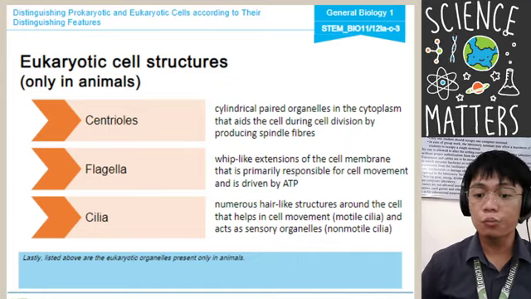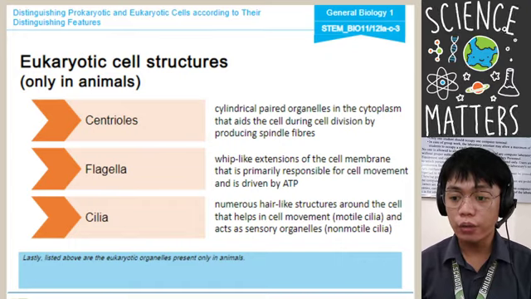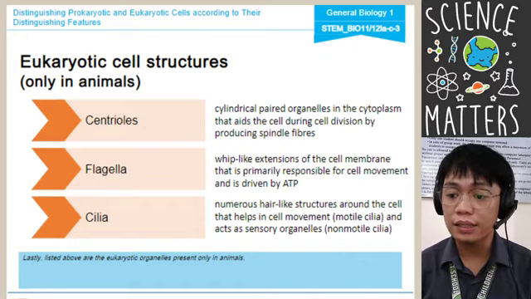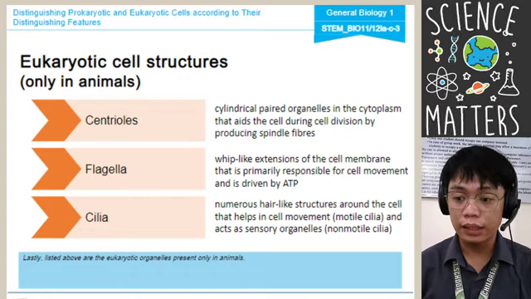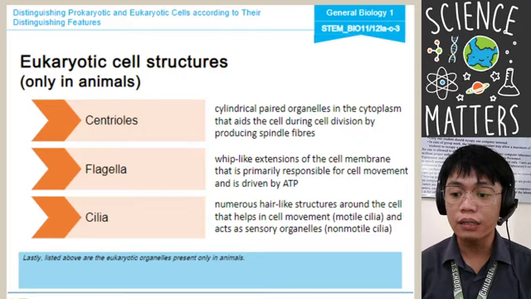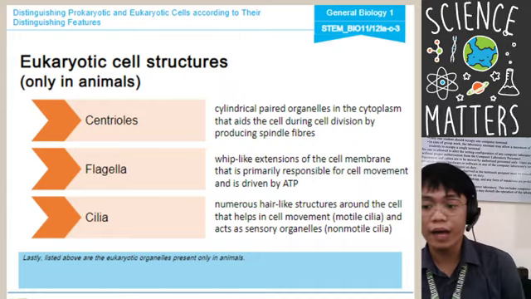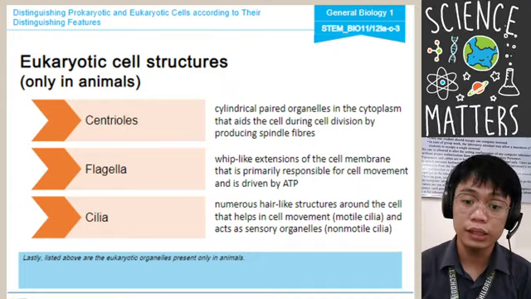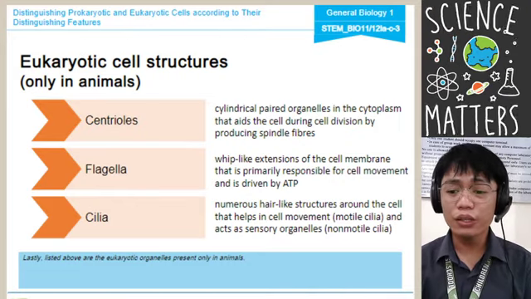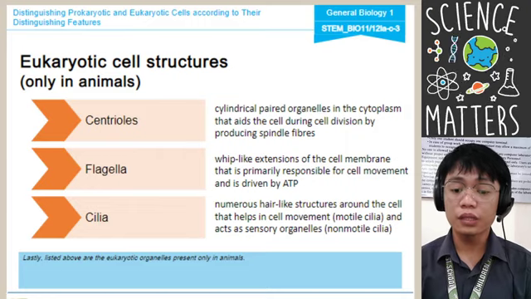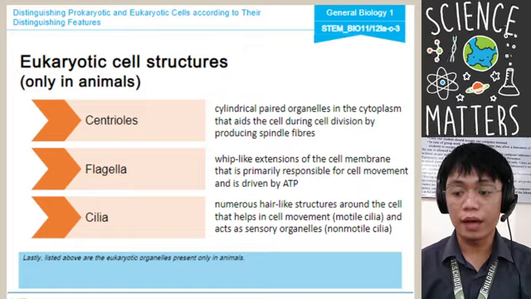Next we have the cilia. Cilia are numerous hair-like structures around the cell that help in cell movement. We have two types of cilia: the motile cilia and the non-motile cilia. The non-motile cilia act as sensory organelles, and the motile cilia are for movement and locomotion.